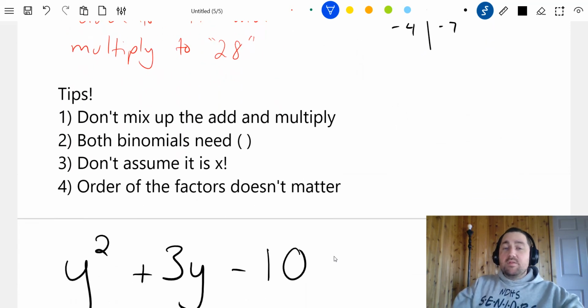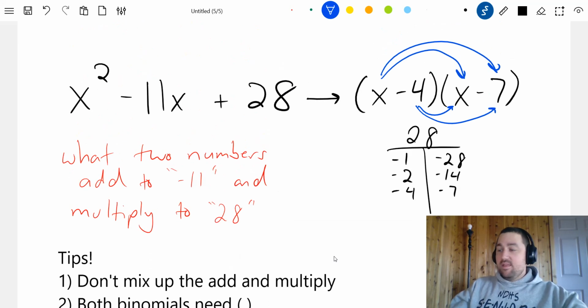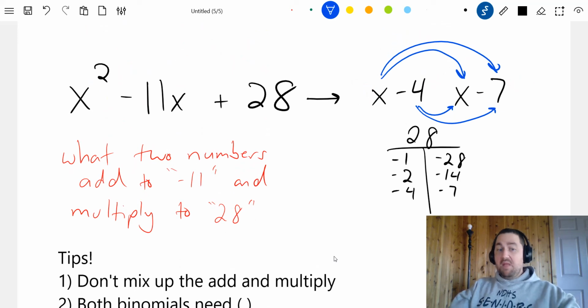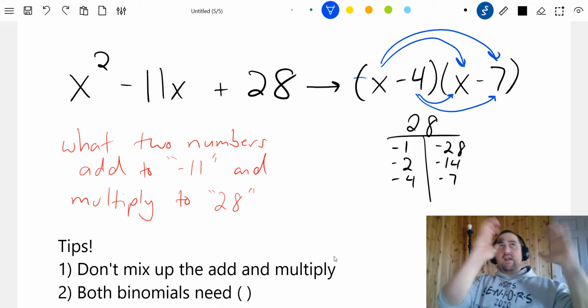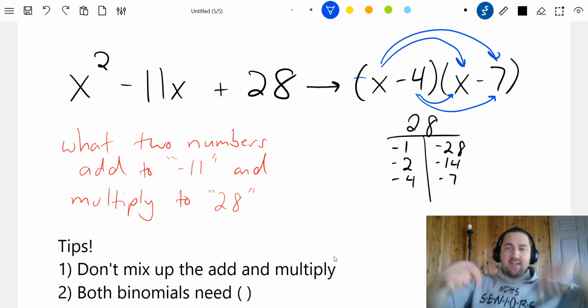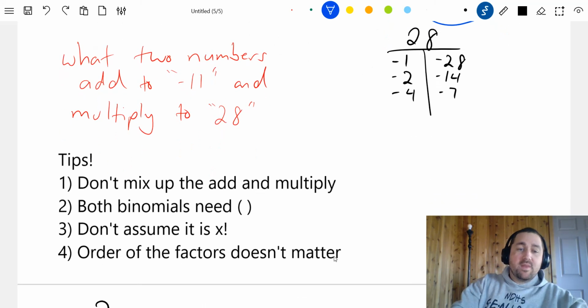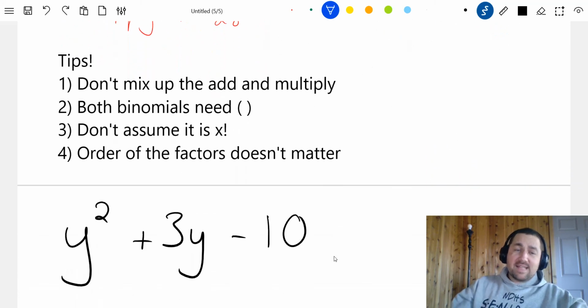Both these binomials need parentheses. If you were to write this without the parentheses, that's a very, very different thing. So you can almost think of the first thing that you're doing is you're just creating two sets of parentheses and then you're finding the binomials. Y'all, please don't assume that it's x. Look down here. We can already see, here's an example where the variable is not x, it's y.